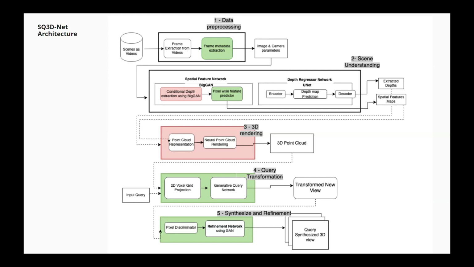The subsequent module deals with the inconsistencies that are present in the previous view. There will be a lot of missing regions as it's a new viewpoint and scene. So all those inconsistencies are handled in module 5, the refinement network. So this is basically our architecture, and I'll be explaining in detail each of the modules and how the work flows here.